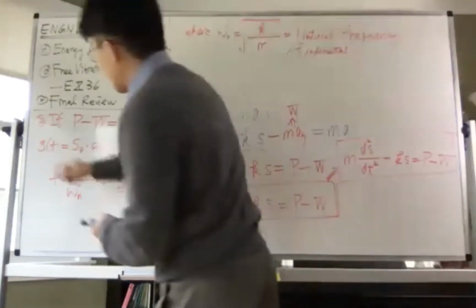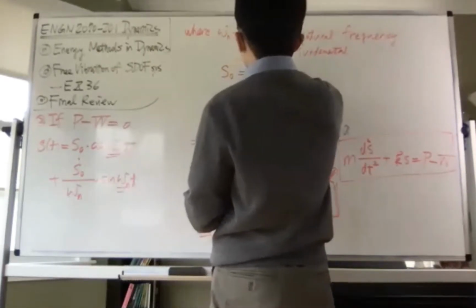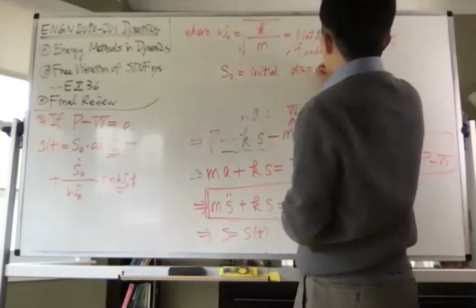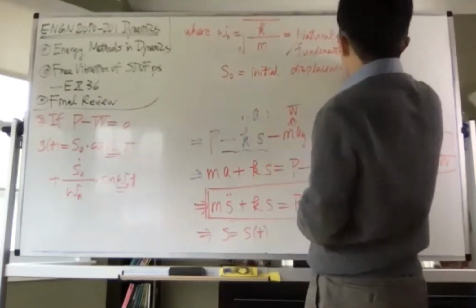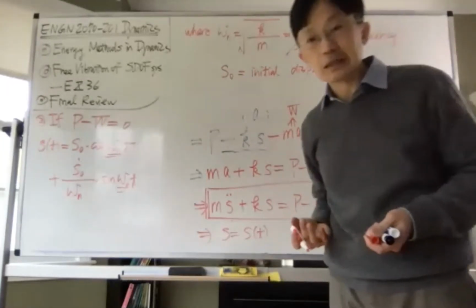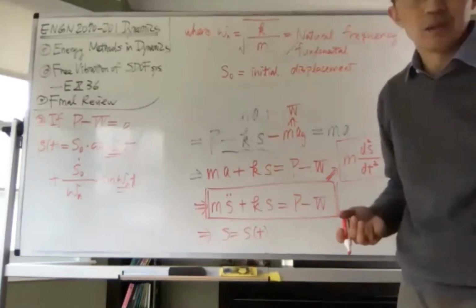Now here, s naught is what? What we call s naught is initial displacement. Of course, s is displacement. s naught means displacement at t naught. So s naught is nothing but initial displacement.